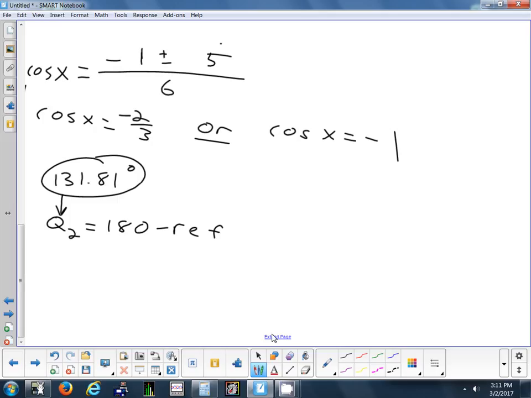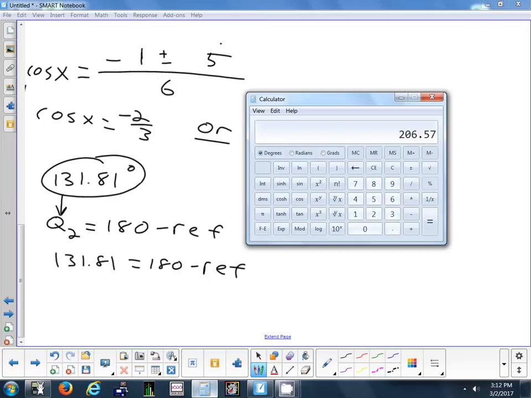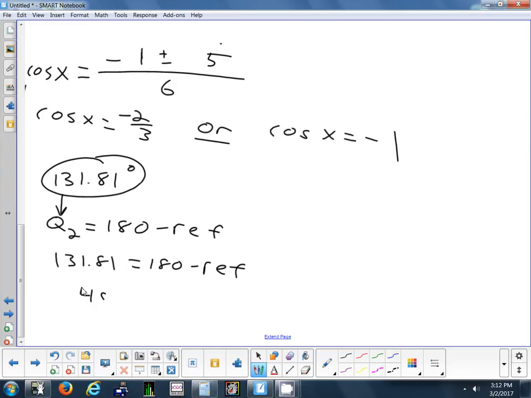So we can figure out what the reference angle would be. Just do 180 minus 131.81. That's your reference angle. So my reference angle, which sometimes I get automatically, this time I didn't, is 48.19. So now this is one answer.